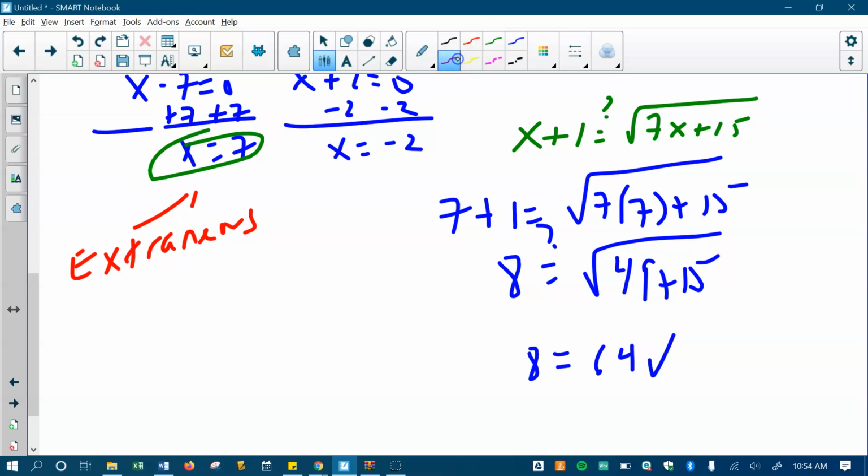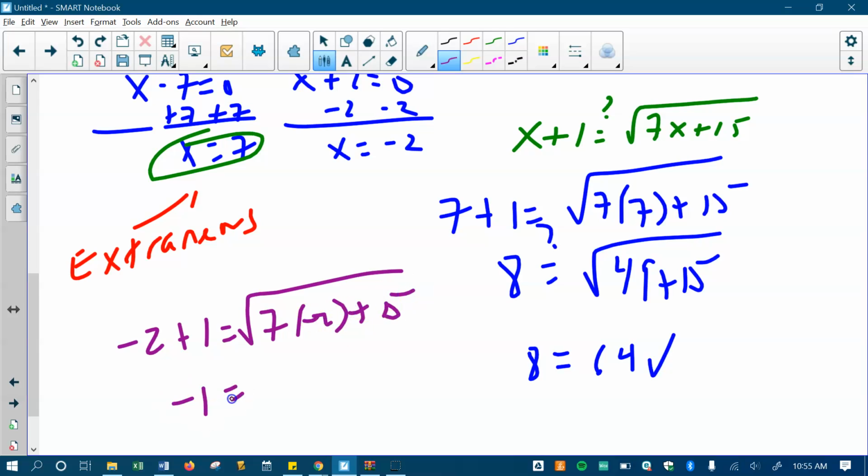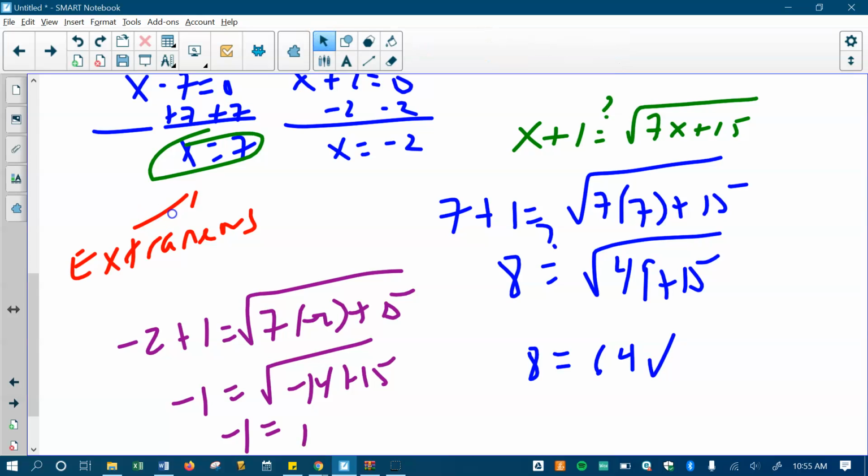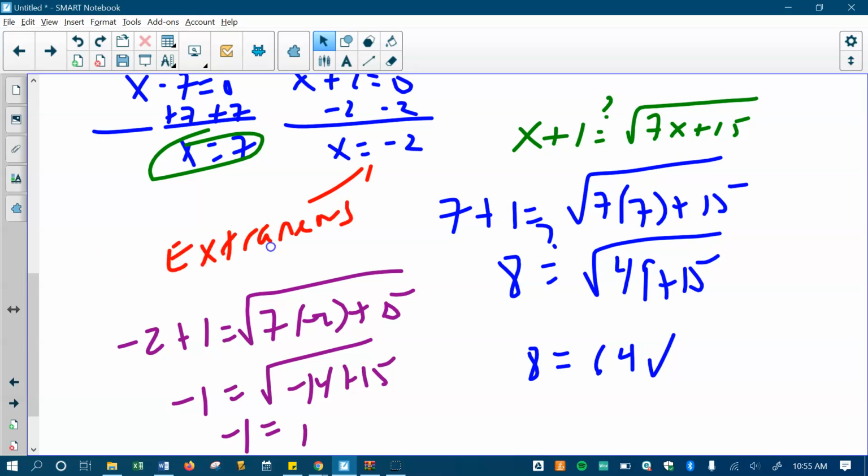We need to check x equals negative 2 quickly, so let's do that one. Negative 2 plus 1 equals the square root of 7 times negative 2 plus 15. That's negative 1 is equal to the square root of negative 14 plus 15, which is 1. What? That's not possible. That is extraneous. So x equals negative 2 is extraneous, x equals 7 is not. Our only answer is x equals 7.